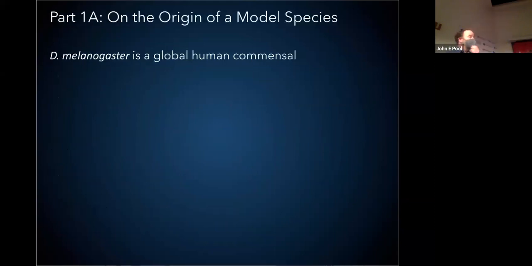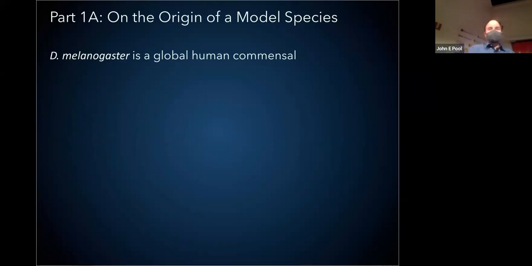All right, so I mentioned I'm going to start out with what we've learned about the origins of Drosophila melanogaster. Most of you probably know this species as a laboratory model, but of course, its original habitat was not a little glass or plastic vial in a lab. This is a real species, and it actually came from somewhere, but we didn't always know where.